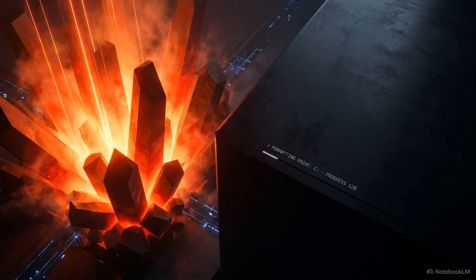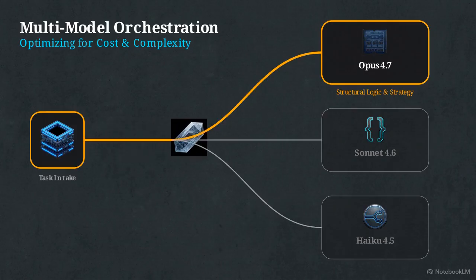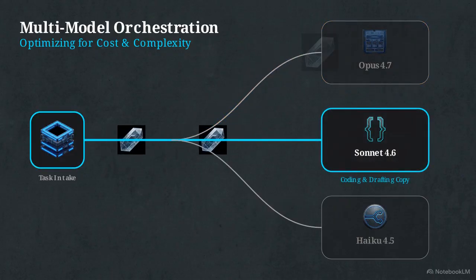However, using the most parameterized model for every simple task is financially inefficient. This logic flowchart shows the concept of multi-model orchestration, matching the specific pipeline step to the most cost-effective model. The heaviest, most expensive model is reserved for the initial structural logic and complex creative direction. A mid-tier model is used as the default workhorse for coding the pages and drafting copy.